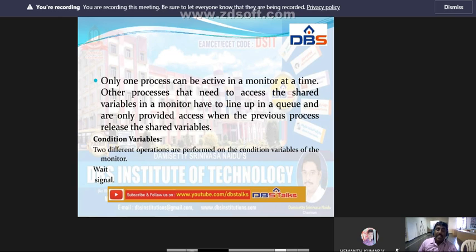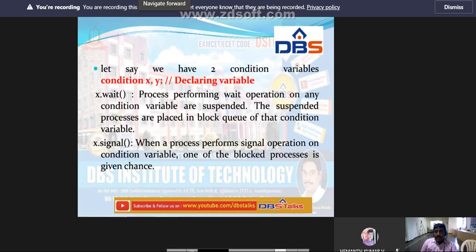Here we use two operations on condition variables: wait and signal. Two different operations are performed on the condition variables of the monitor. Let us say we have two condition variables, condition x, y. These two are the declared variables. Now the wait operation and signal operation. x.wait means a process performing the wait operation on any condition variable is suspended.